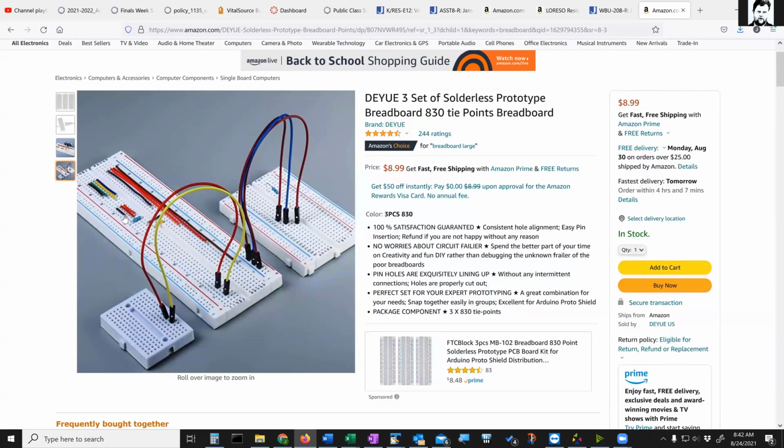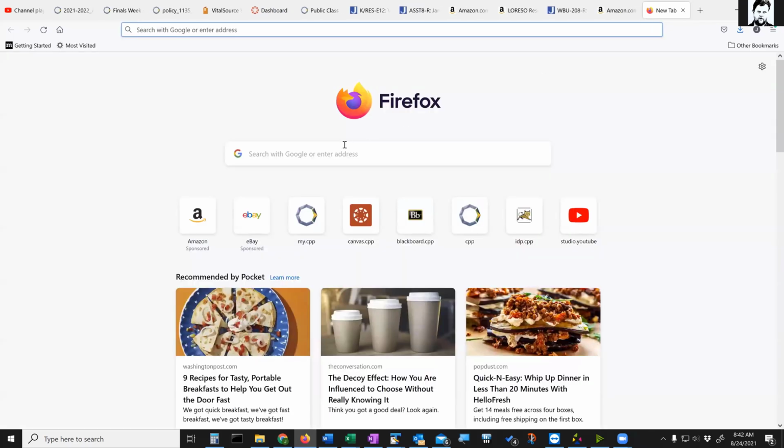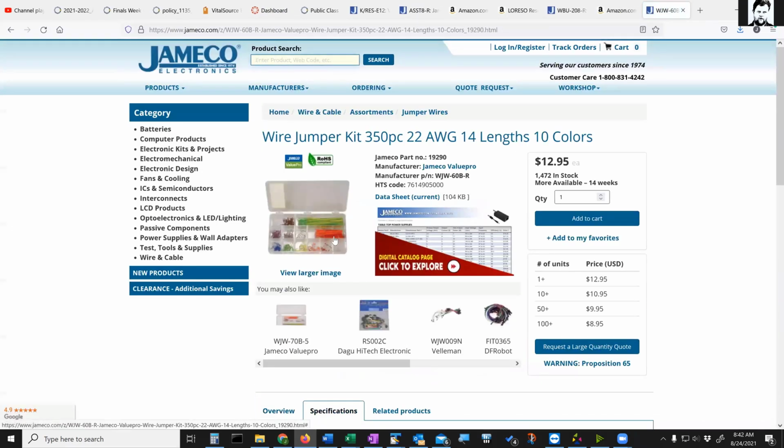So those are two different types of breadboard wires, and I have some links to some on Jameco. I guess I didn't have any. You should be able to find this on Amazon too. I got tired and didn't search it anymore. I'd already spent hours looking through parts.